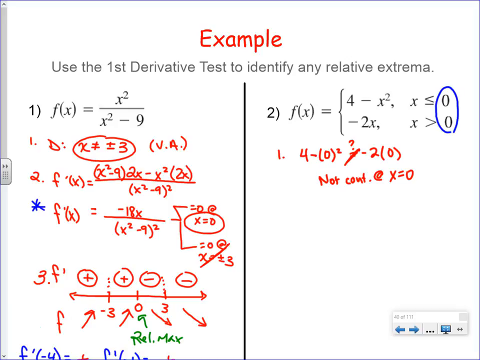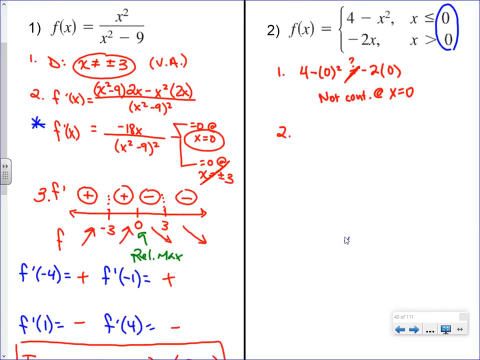All right, step number 2. Now we need critical numbers, the derivative. How do you take a derivative of a piecewise? Piece by piece, right? We're deriving piece by piece. What's the derivative of 4 minus x squared? Negative 2x, and that's for all x less than or equal to 0. What's the derivative of the second one? Negative 2, for all x greater than 0.